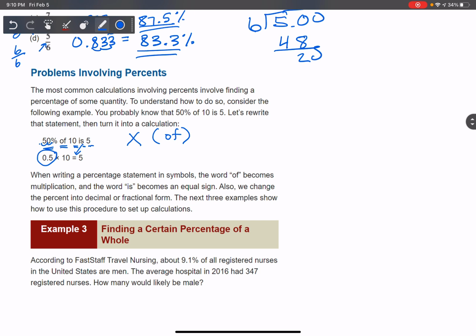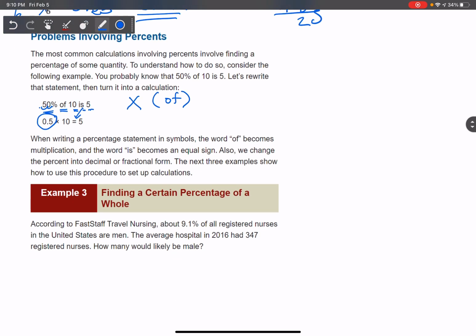So when writing a percentage statement in symbols, the word of becomes multiplication, as we just said, and the word is becomes the equal sign. And then you also saw that we changed the percent to a decimal. And now we're going to practice some examples of doing so.